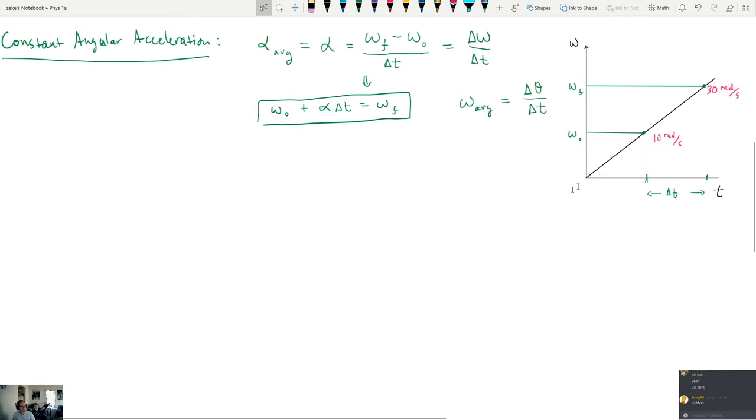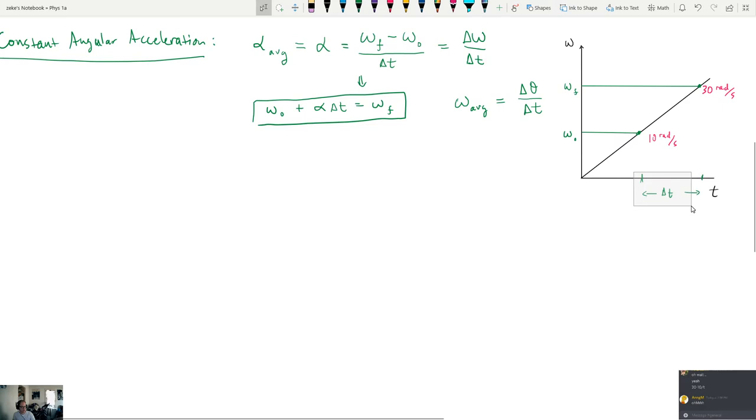Now you got the right answer, someone said the answer was 20. Because if you start at 10 and you move to 30, then your average angular speed is definitely 20. But you don't know the time, and I don't want you to give me an answer that has a time in it. I want to get a number, and the answer is 20. The question is, how did you know it was 20? How do you calculate that?